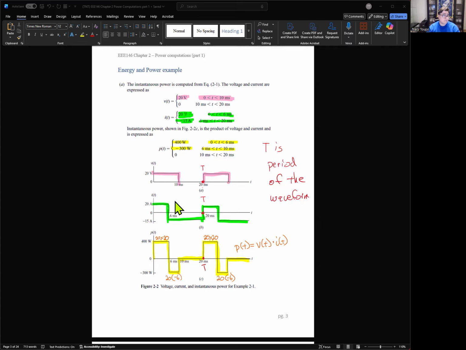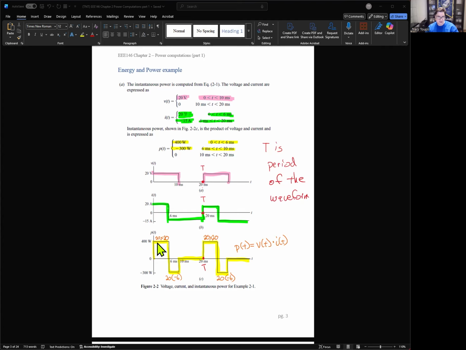Yes, you can. Graphically, we just look at the two numbers and multiply them together, because remember, P of t is always equal to V times I. The way I like to do this is look at two graphs, see where either of these graphs changes, put a barrier, and calculate. So from here all the way to about 6 milliseconds, both the voltage and current are 20 volts and 20 amps respectively. Nothing's changed here.